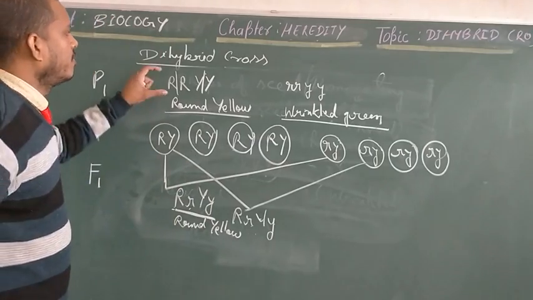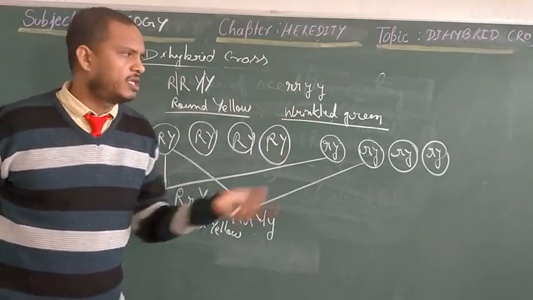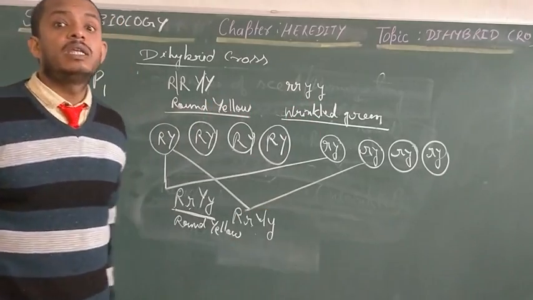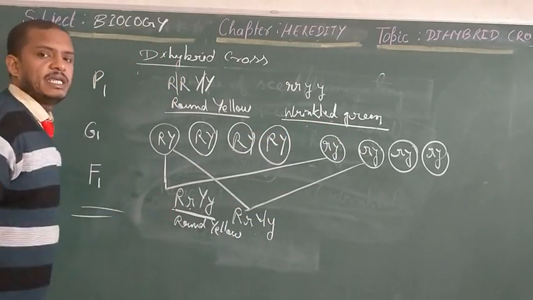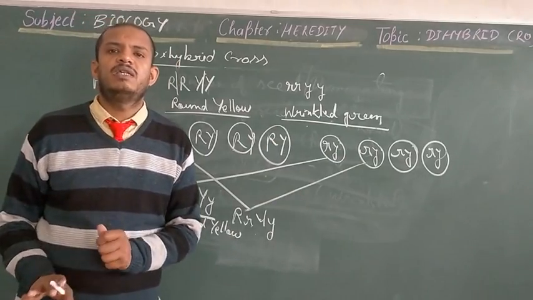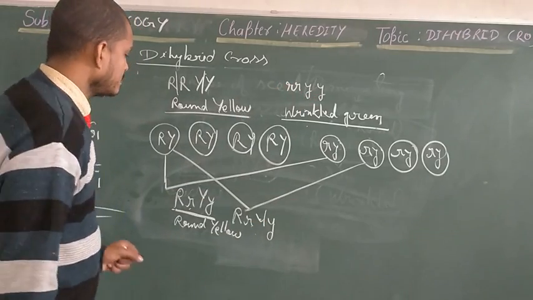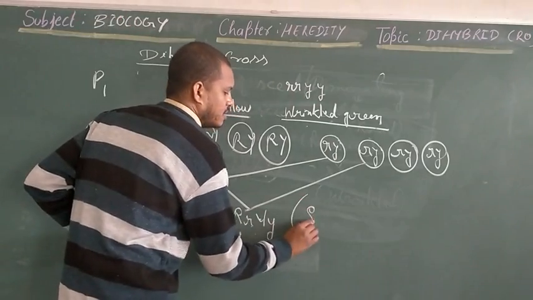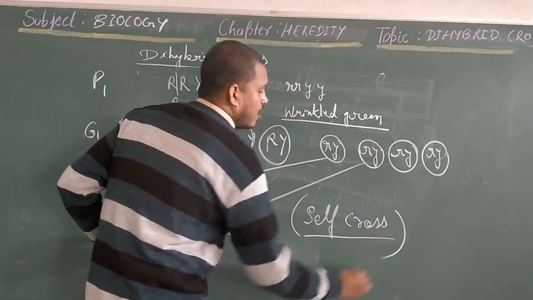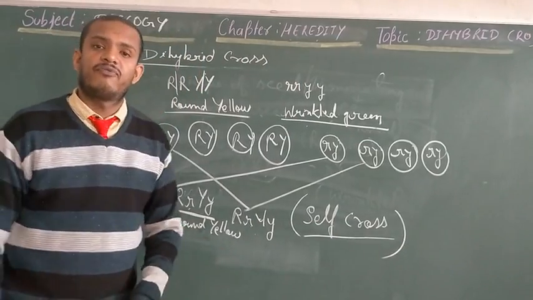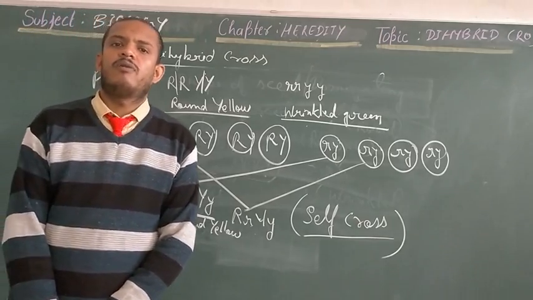First thing, okay. So Mendel here took two characters, one homozygous dominating and another homozygous recessive, with round yellow and wrinkled green. He did not find a single wrinkled green in the F1 generation. In the F1 generation, he did not find any single recessive trait. Okay. So what he did, he made a self-cross among the individuals of the F1 generation.